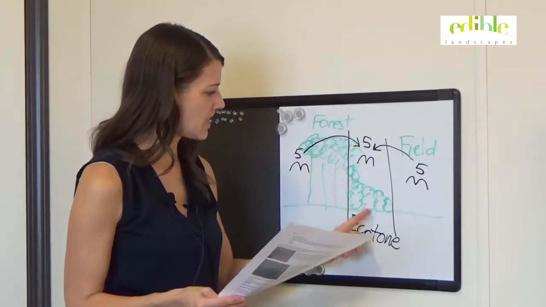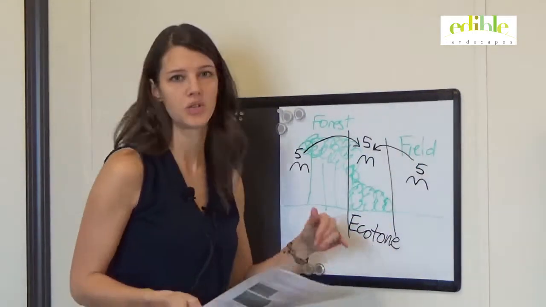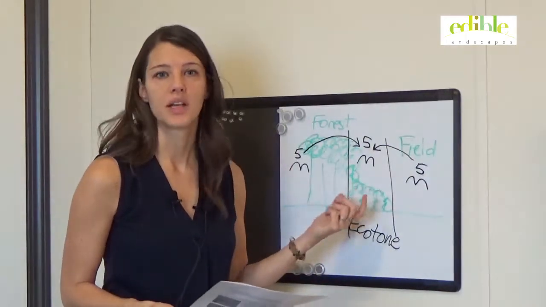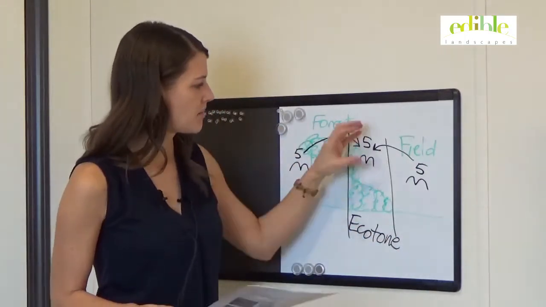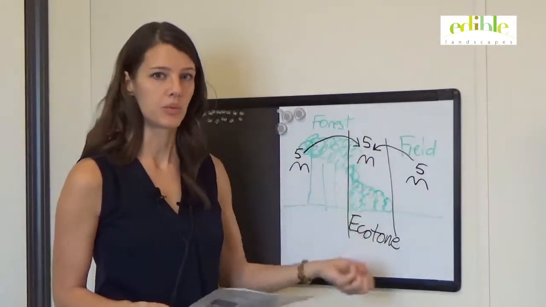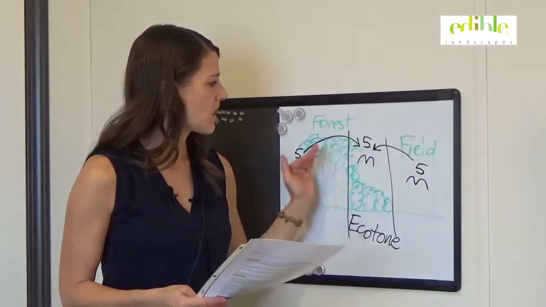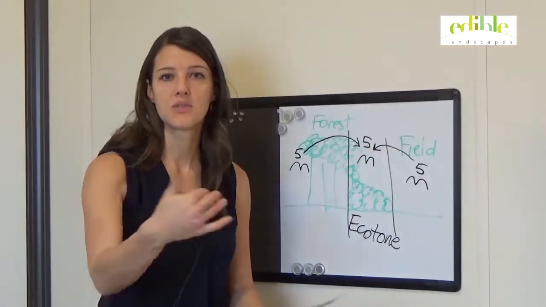So only at these edges, so the edge between the forest and the field, otherwise known as the ecotone, only at these edges do you end up having a surplus. You'll have enough here and enough there, but you'll end up with extra here that will really help boost up the diversity. So other areas where this happens would be inside the bends of rivers.